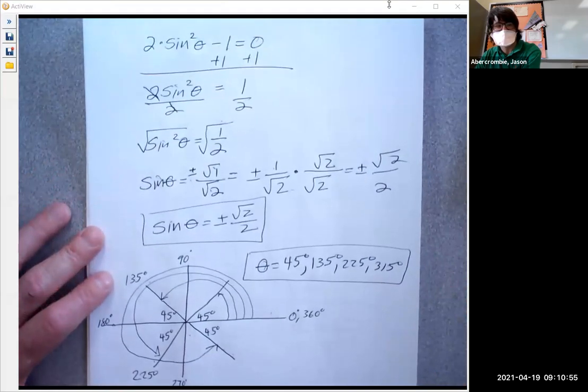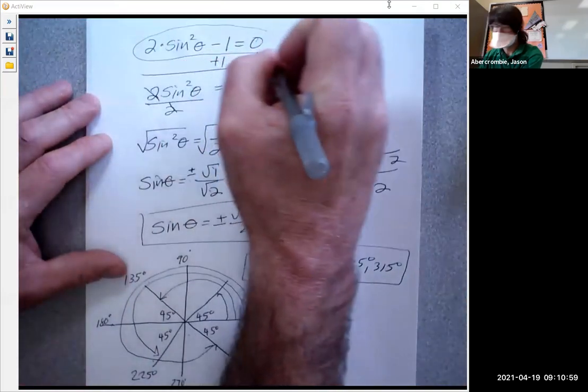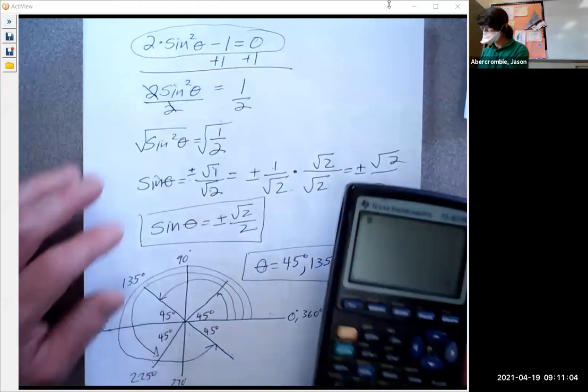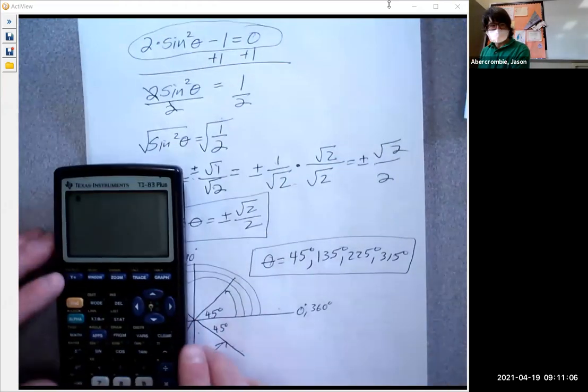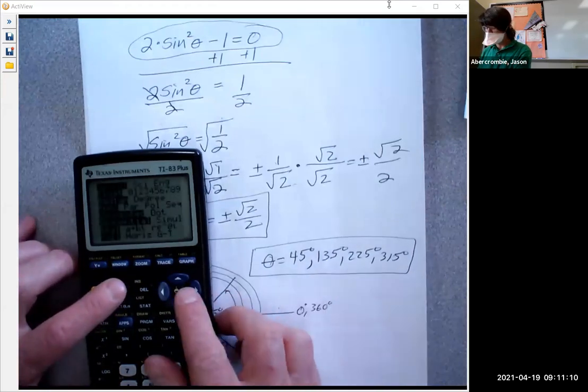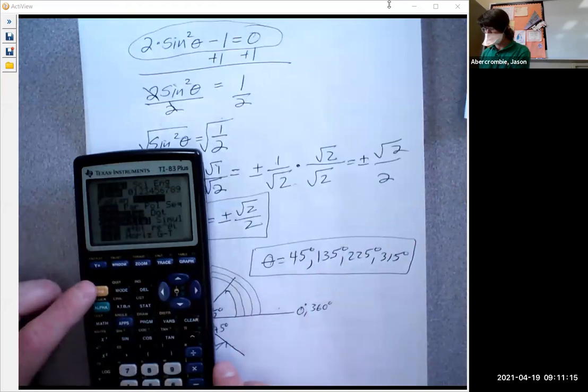That one's a little wild and crazy. Let's just check it. So that was my original equation. Let's just check this. Make sure you're in degrees, because I answered mine in degrees. I'm going to push mode, go down to degrees, hit enter, so I'm in degrees.